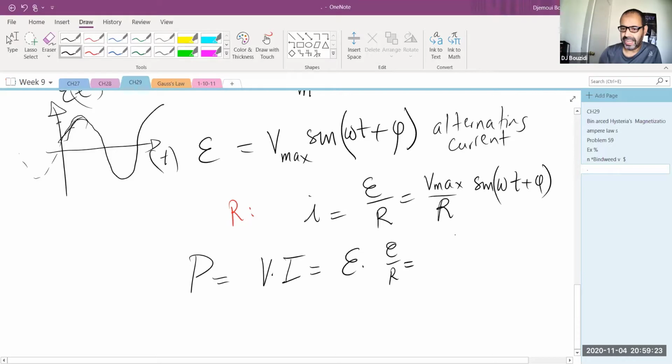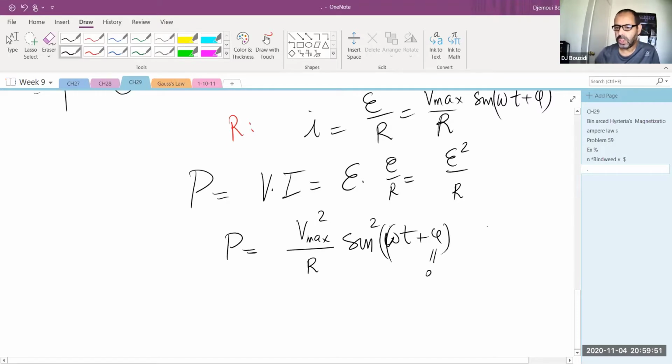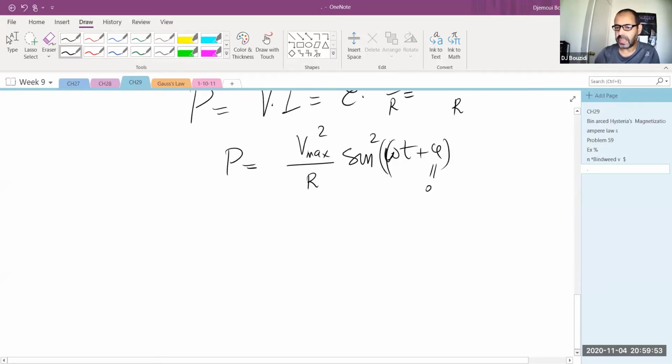Another way of writing this one is epsilon squared over R, and the power is then given by the expression Vmax squared over R times the sine squared of omega t plus some phase. If you want to make it easy on yourself, you can choose the origin of time so that this phase is 0, but you don't have to. So this signal now looks like this.